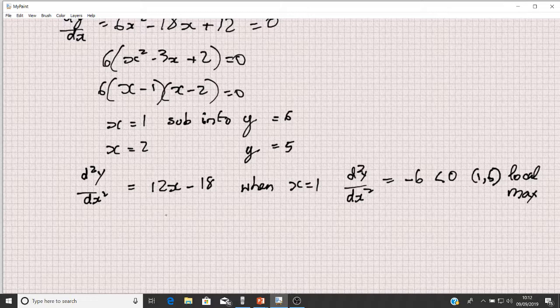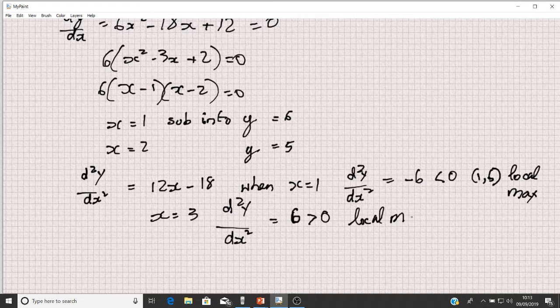And let's just sub in x equals 2. We get the second derivative. Subbing in 2, we've 24 minus 18 is positive 6. And that we know is greater than 0, so we have a local min. Now this will help us sketch the curve. We know the turning points, so let's just draw a curve.